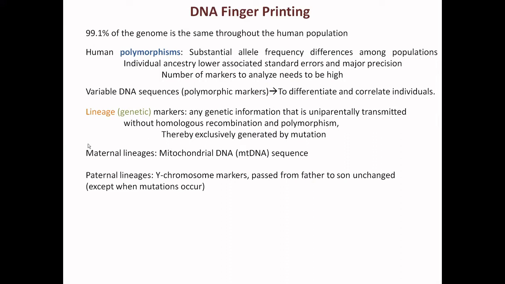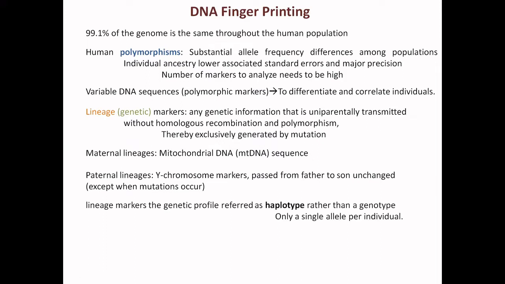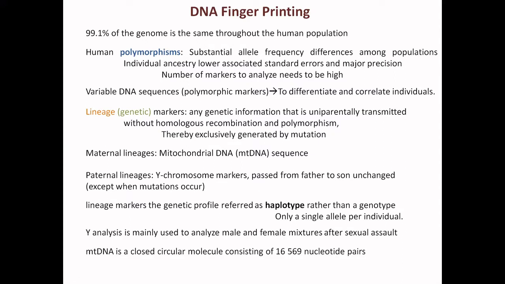It can be maternal lineage, which we know through mitochondrial DNA sequencing. It can be paternal lineage, that is, the Y chromosome marker passed from the father to the son unchanged. As we can see here, there should not be any mutations. For lineage markers, the genetic profile is referred to as a haplotype rather than a genotype because there is only a single allele for an individual. So the lineage markers are haplotypes.